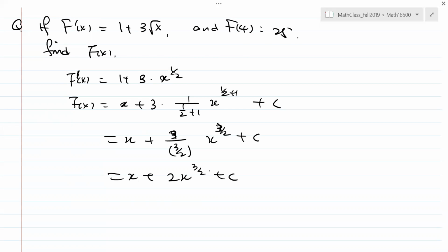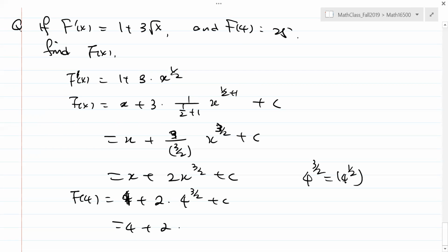Okay, so you get a general formula for all the antiderivatives of this given function. But you're looking for the particular one, f of 4 equals 25. So f of 4 equals 4 plus 2 times 4 to the 3 over 2 plus a constant. And how do you evaluate 4 to the 3 over 2? It's 4 to the 1/2 first, and then cube it. It's the square root of 4, cubed. It's 2 cubed, right? It's 8.